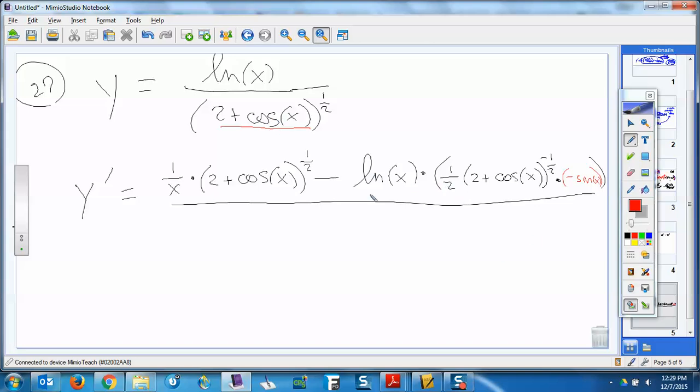Now, don't forget the bottom, all squared. Now, what's 2 plus cosine to the 1/2 squared? It's 2 plus cosine, right? Square root squared would just be 2 plus cosine. Now, you can argue it should have absolute value around it, maybe, and that would probably be true, but I'm not going to make you do that. My guess is the calculator might do that, actually.